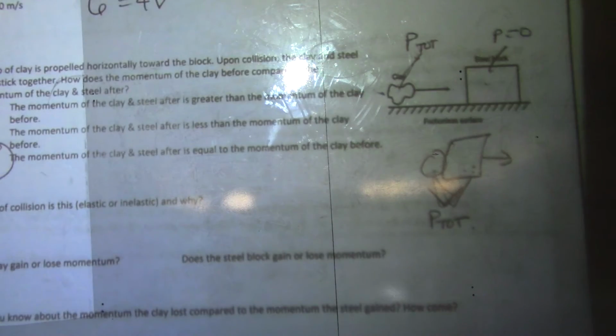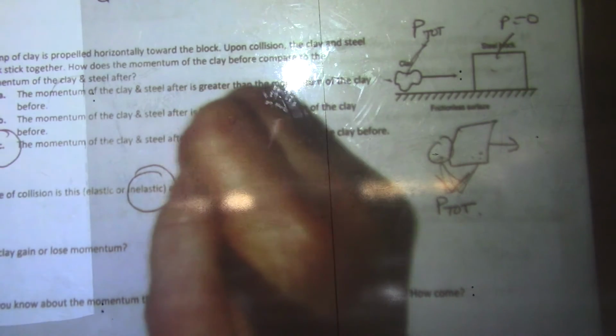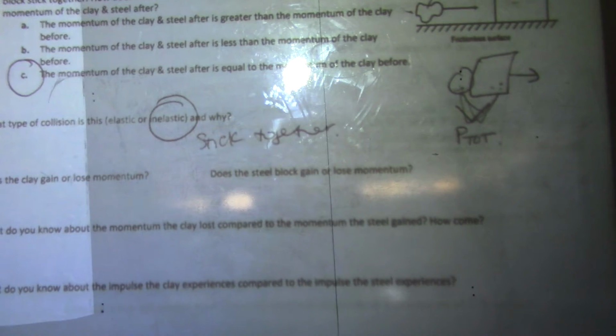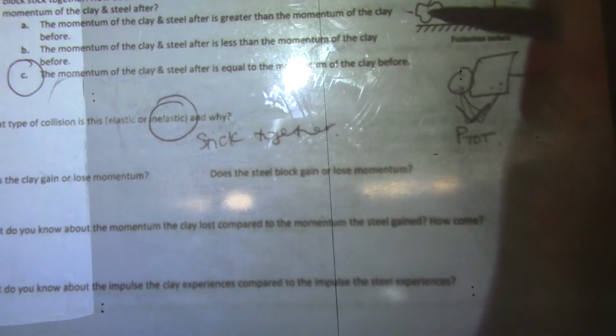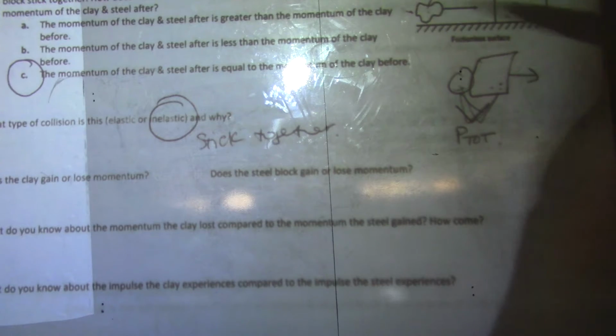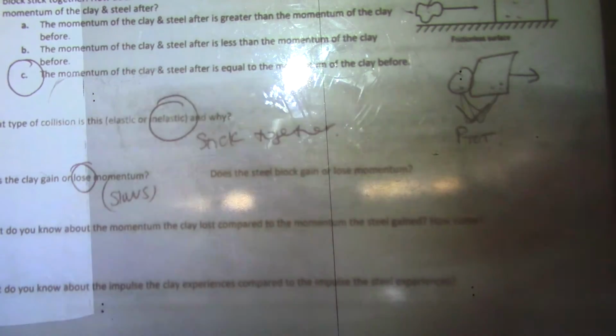The type of collision, so when they stick together, that is an inelastic collision, and it's because they stick together. The clay, does it gain or lose momentum? So when the clay hits this guy, it's going to slow down, which means it's going to lose momentum. I'm going to say because it slows. The steel is going to gain momentum because it gets faster, right? It wasn't moving and now it is to the right, so it just gains some momentum.